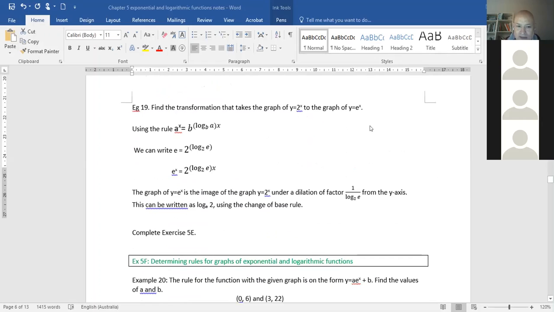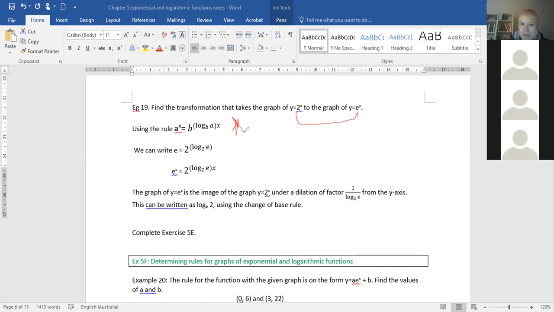Example 19 says find the transformation that takes the graph of y equals 2 to the power of x to the graph of y equals e to the power of x. Now you can see these are change of base. We've got a base 2 here and a base e here. So we're going to use this rule here.